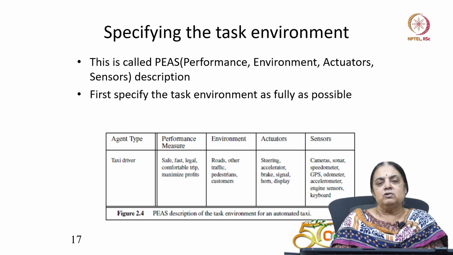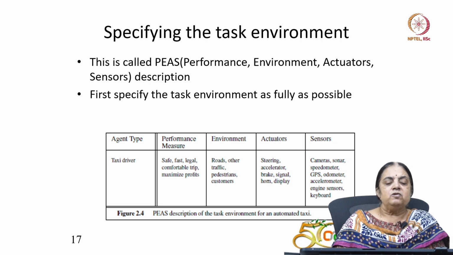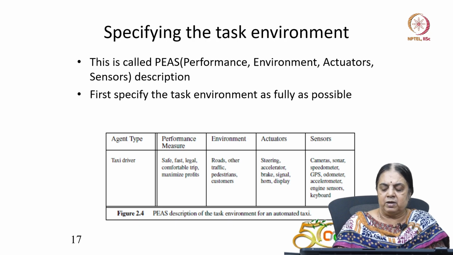What is the actuator? What is the output that you want the taxi to do? There will be things like steering, accelerator, braking, horn, display, all these type of things. And what are the sensors used here? The cameras, the sonar, speedometer, odometer, accelerator, all these type of things. So whenever you have any task, you need to specify these four, which are called the P's, right? These are the four that need to be specified.